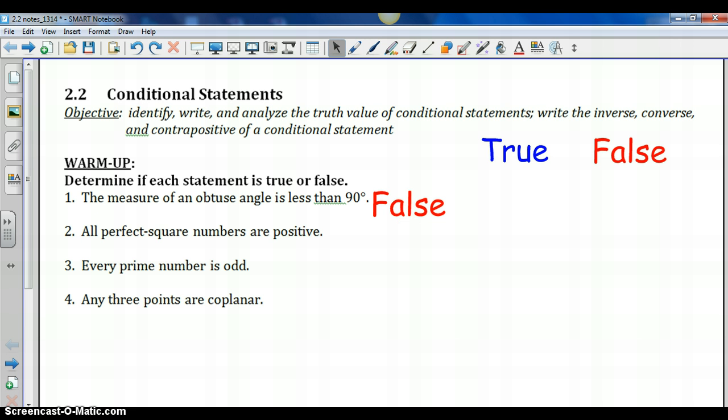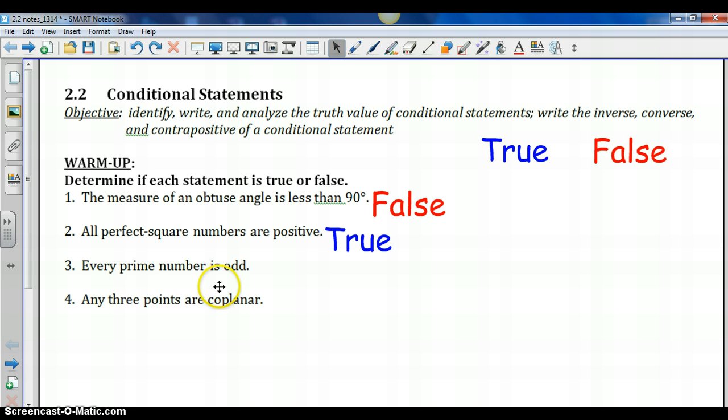Second, all perfect square numbers are positive. You find the perfect square of a number by taking your integers and squaring them. The first perfect square is the number 1. 1 times 1 is 1, but it has a negative counterpart. Negative 1 times negative 1 is actually positive 1. And the same is true for all integers squared. When you square an integer, you get a positive number. So all perfect square numbers are positive. This is true.